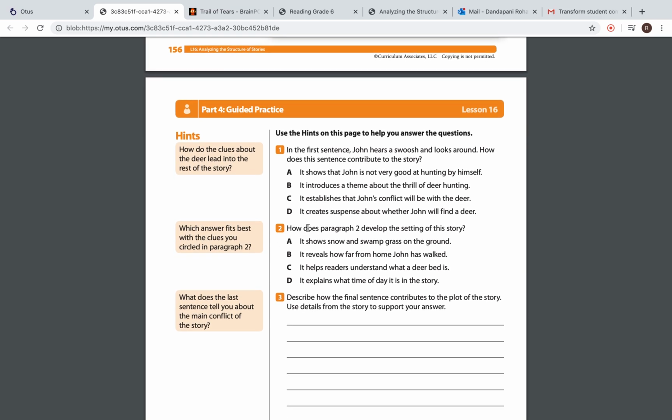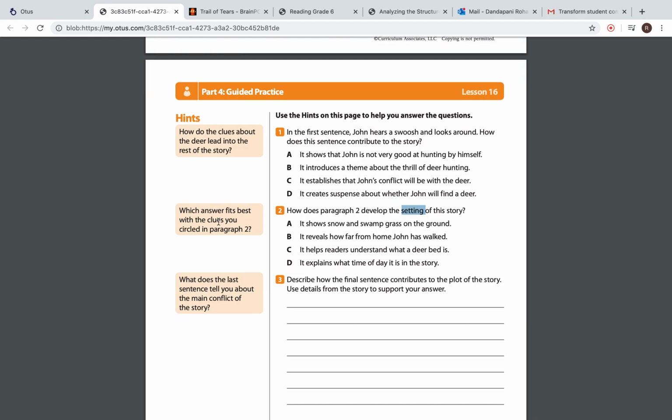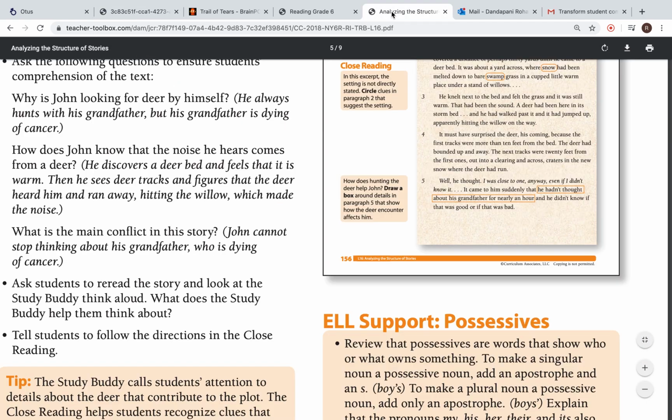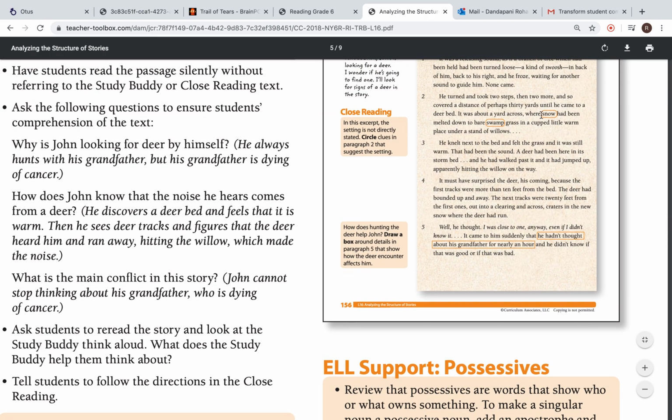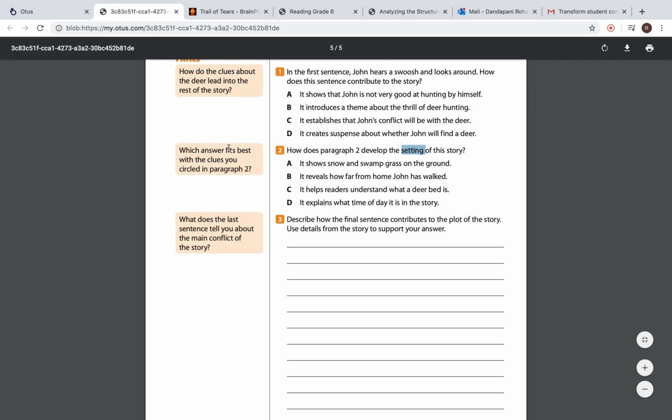Question 2 asks us, how does paragraph 2 develop the setting of the story? Remember, the setting is where the story takes place. How does paragraph 2 develop the setting of the story? Right? Think of which answer fits best with the clues you circled in paragraph 2. Let's go back to what we circled. We circled snow and we circled swamp in paragraph 2, right? So, which answer fits best with the clues you circled in paragraph 2?